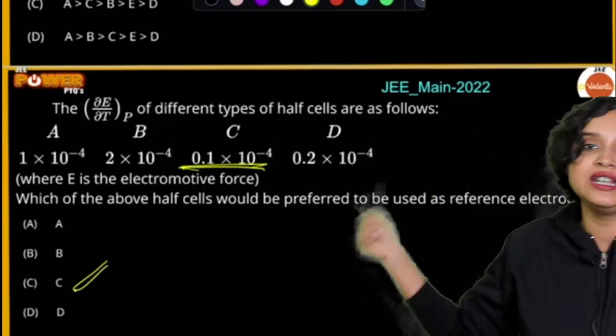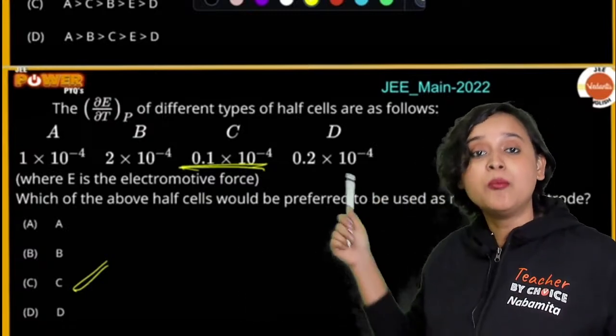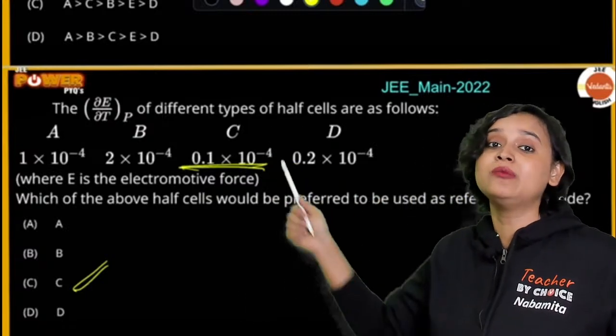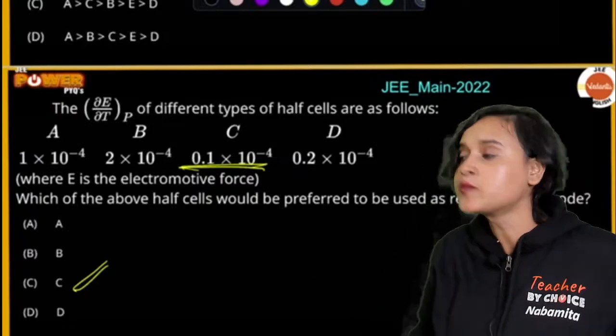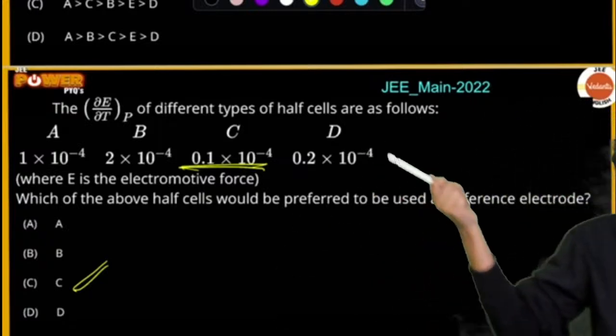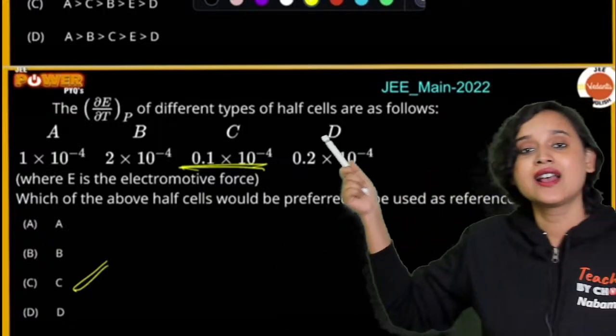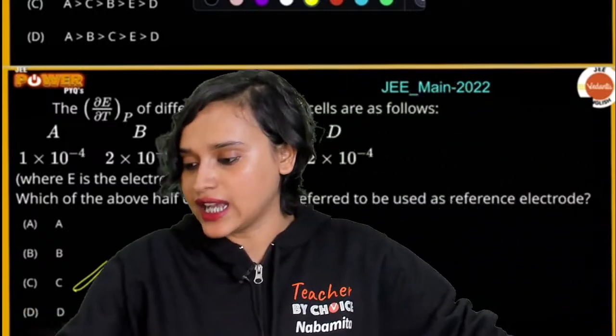Whichever has the least value, that is the one that you will take, because you do not want much deviation of dou E by dou T at constant pressure. You do not want deviation from there, which is why whichever has the least value will deviate less, and that is why you will opt for that. So option C has the least value, and that is the answer.